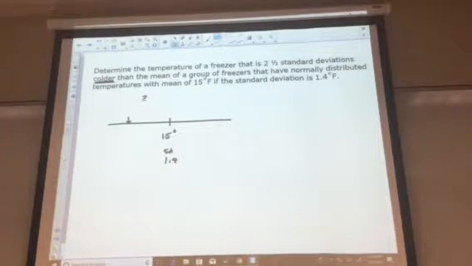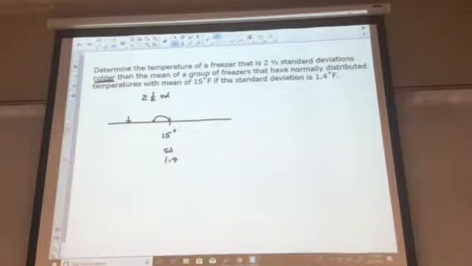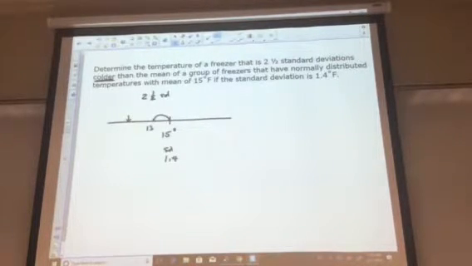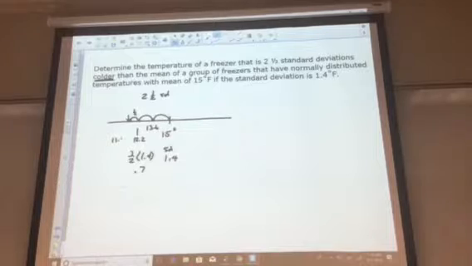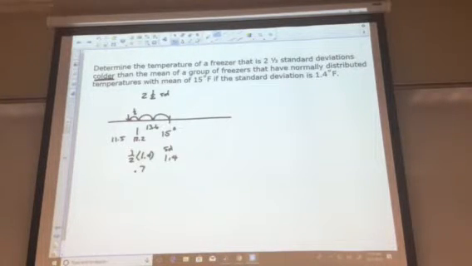And I know that that wants to be 2.5 standard deviations. So one step of 1.4 takes me to 13.6. A second step of 1.4 takes me to 12.2. And now I have to have a half of step, which is 0.7. So now I take my half step out there, which will take me to 11.5, because I'm going to subtract that 0.7 from the 12.2.